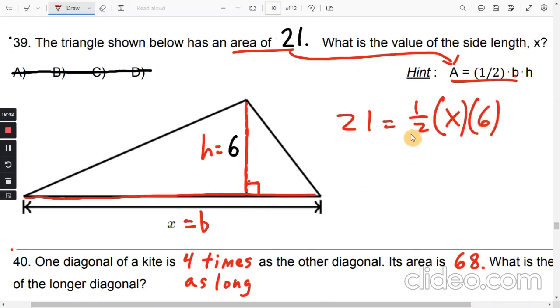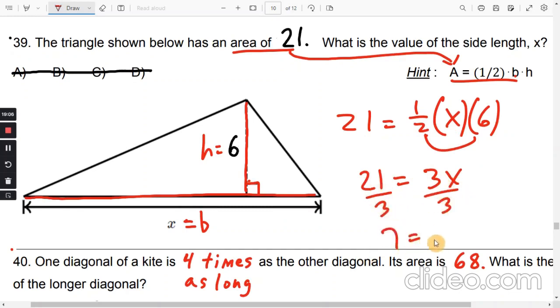Now, we could multiply both sides by 2 to get rid of 1/2. But if you have an even number here, you might as well multiply the 1/2 times the even number. These are all multiplied, so the order doesn't matter. All right, 1/2 times 6 is just 3, and we still have x, and that equals 21. The opposite of times 3 is divided by 3, and 21 divided by 3 is just 7.